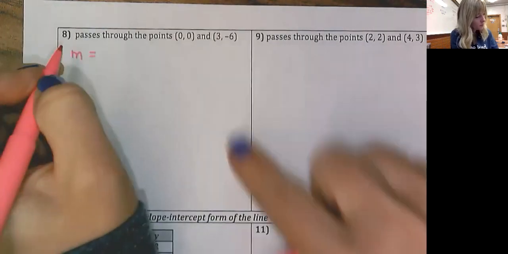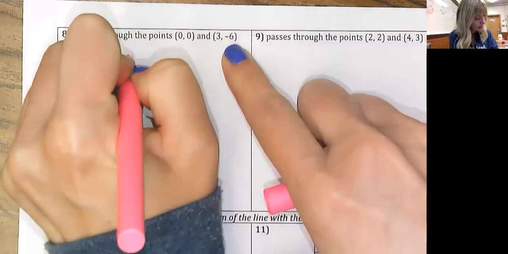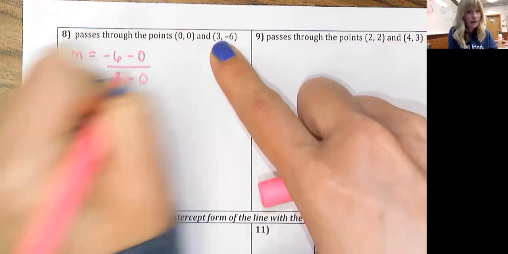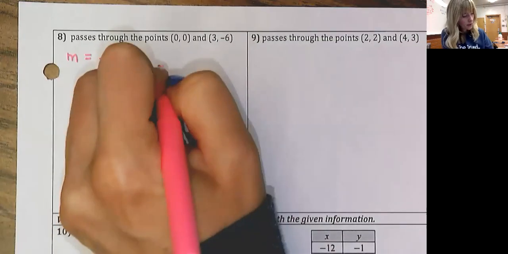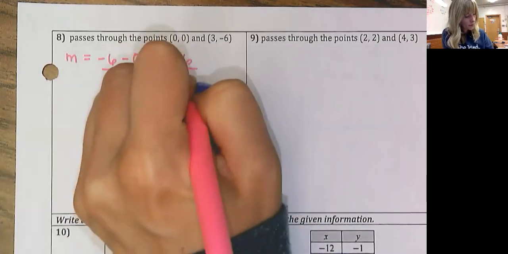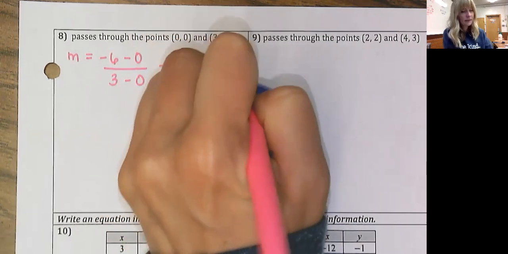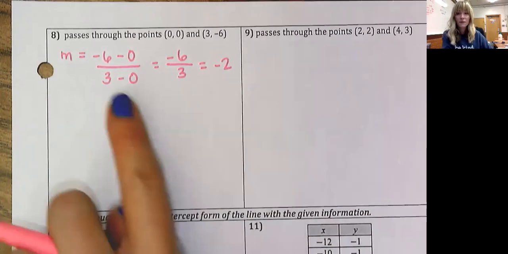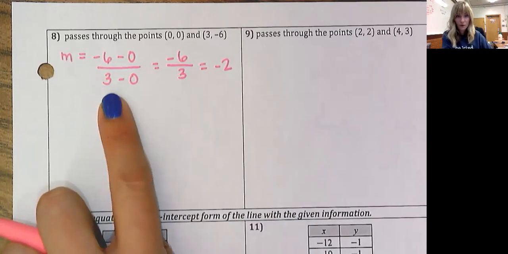Okay, so slope formula, here we go. y2 minus y1 over x2 minus x1. You should have gotten -6 over 3, which means the slope is -2. Pause right there and double check your work. If you got -2, you're good to move on. If you didn't, go back and find out where you made a mistake for your own brain.